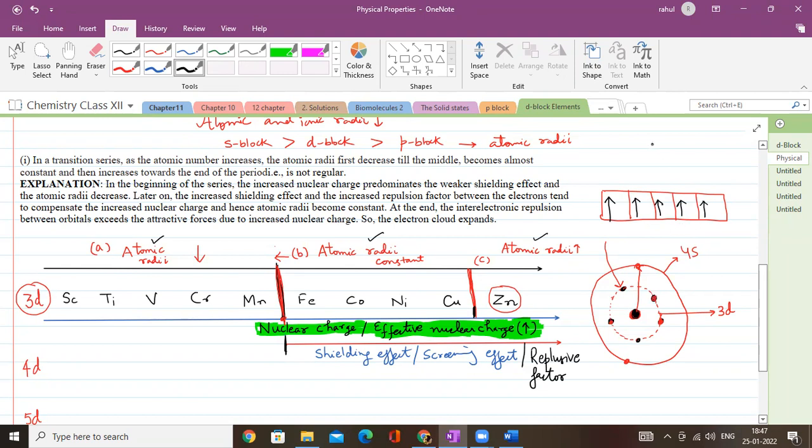But now if this sixth electron will try to come and will try to occupy any of these degenerate orbitals, all these 5 will try to repel this. And as soon as they repel it, the screening effect, shielding effect or repulsive factor will try to come into the picture, and it will start to counterbalance. What will it start to balance? The nuclear charge. That is why, as soon as this 6th electron went in, counterbalancing started.